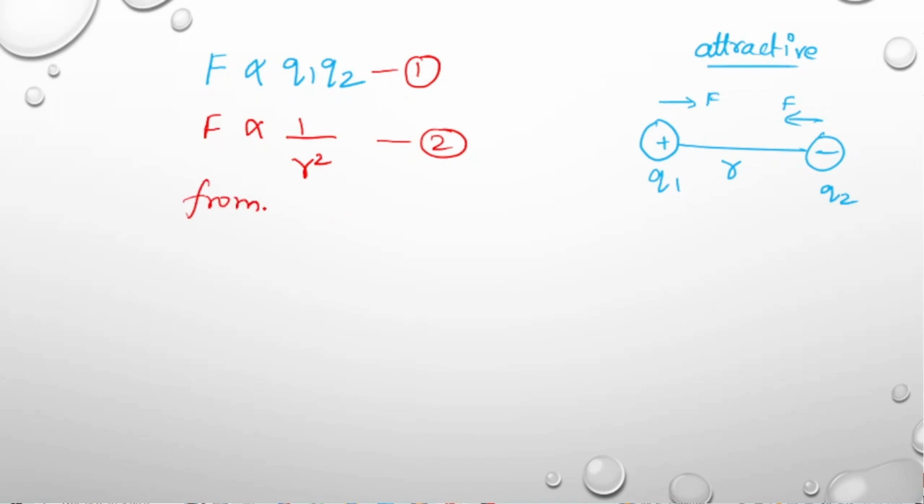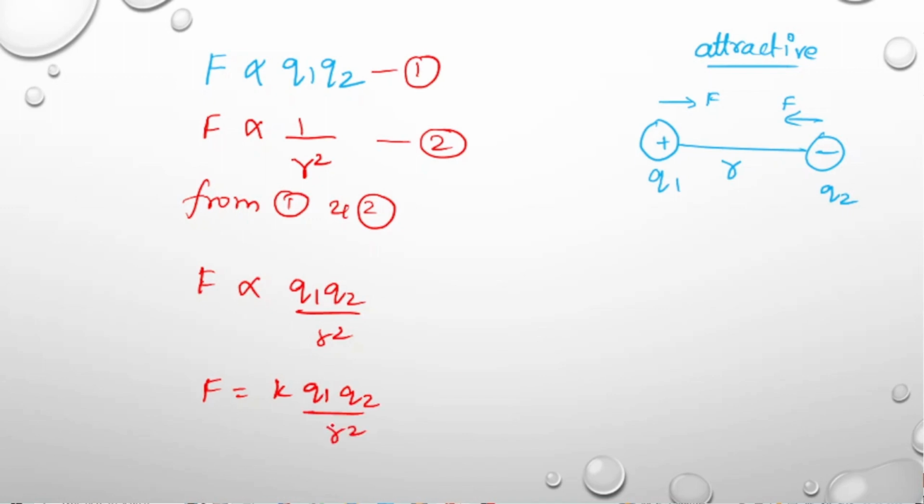So from 1 and 2, you can observe that your LHS is the same, therefore your RHS will also be the same. F is directly proportional to Q1 Q2 by R square. To remove the proportionality symbol, you should introduce a proportionality constant. Here the proportionality constant is K. F equals K Q1 Q2 by R square. K is nothing but 1 by 4 pi epsilon naught, so F equals 1 by 4 pi epsilon naught into Q1 Q2 by R square. This is your force. So this is how you would represent your force. K also you can represent, no problem.